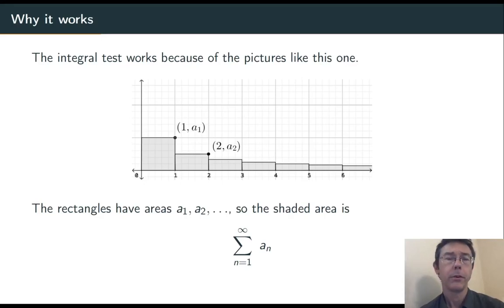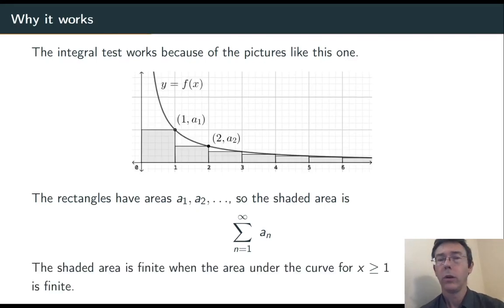What about that improper integral, 1 to infinity of f of x dx? f of x is supposed to agree with the series on the integers, so f of 1 is a_1, f of 2 is a_2, and so on. The improper integral is the area under that graph from 1 to infinity. The integral test says that that area will be finite exactly when the shaded area is finite, which I think is at least intuitively plausible.